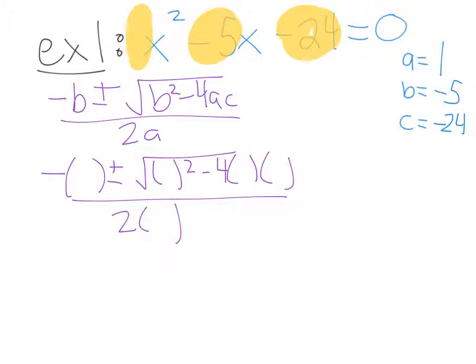So what we're going to do now is take a peek at each parenthesis and put in the appropriate value. Over here on the side, it is showing me that my a is 1. In my equation, I have 2 a's. I have an a right next to the 4, and I have an a in the bottom. So let's fill in those 2 spaces with my a value.